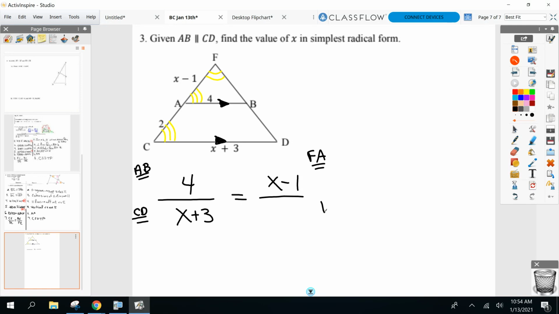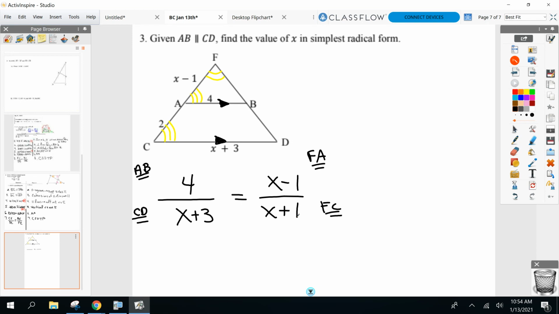FC. So we got to do some combining of like terms here, Hayden. So X minus 1 plus that 2 will give me what? X plus 2. You sure? You got X minus 1 and then you got 2. Oh, X plus 1. Good. All right, everyone, that's always a catch for kids.